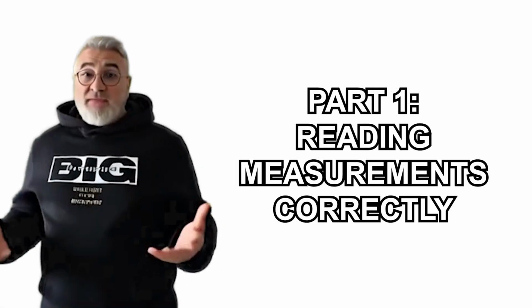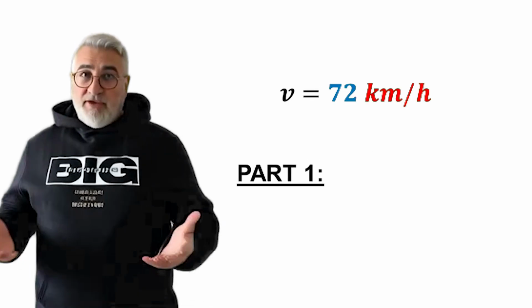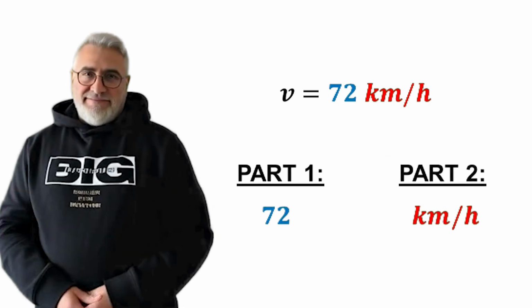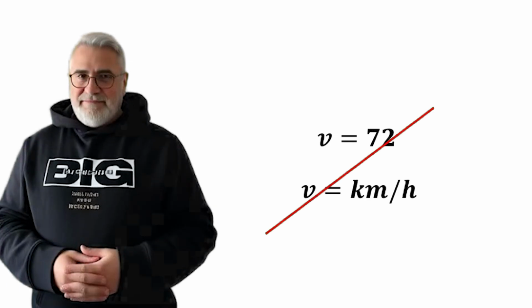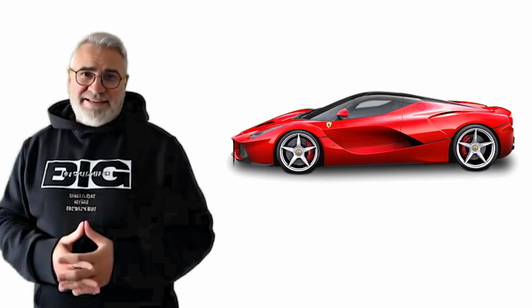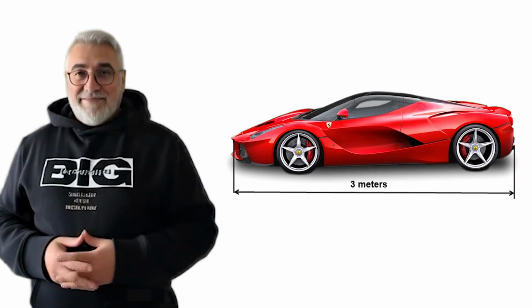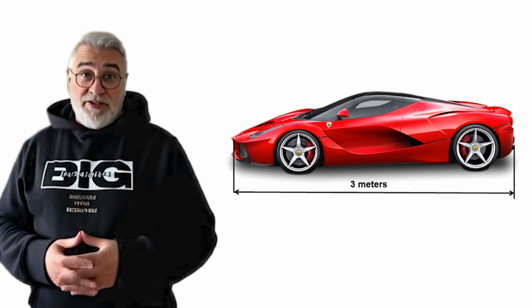Let us begin. Before converting units, we must read measurements correctly. Every measurement has two parts: a number and a unit. If one part is missing, the measurement is incomplete. For example, if I say 3 meters, I know exactly what length I am talking about. If I say only 3, the information is unclear.